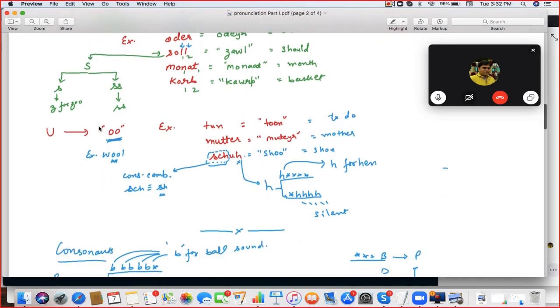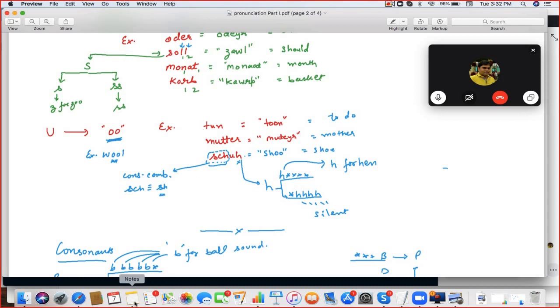Next is U. U is having the U sound, always a normal U sound. So speak this example: Tun. Next, Mutter. Next, Schuh. This is very important.